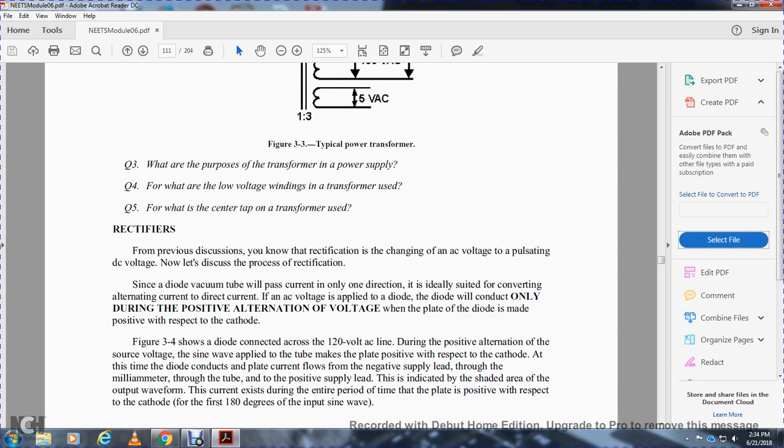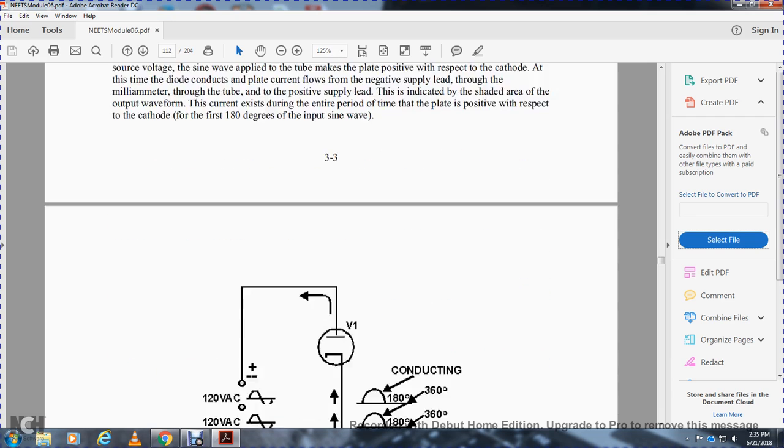Figure 3-4 shows the diode connected across the 120 volts AC line. During the positive alternation from the source, the voltage is applied to the tube's plate, making the plate positive with respect to the cathode. At the time the diode conducts, plate current flows from the negative supply lead, through the milliammeter and the tube, to the positive supply lead, indicated by the shaded area of the output waveform. The current exists during the entire time the plate is positive with respect to the cathode, in the first 180 degrees of the input sine wave.